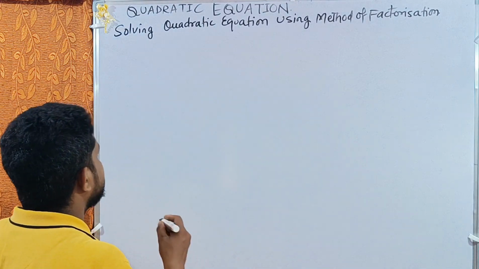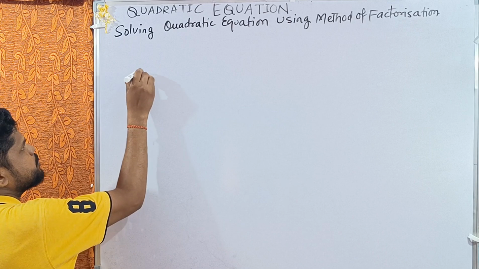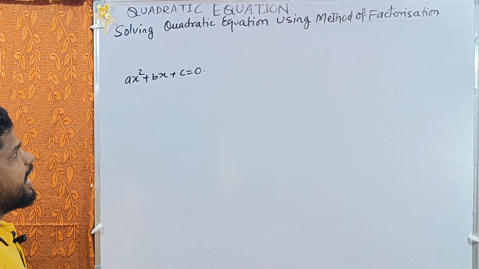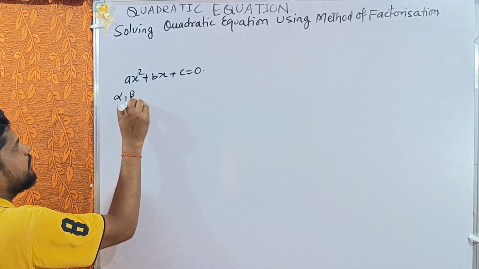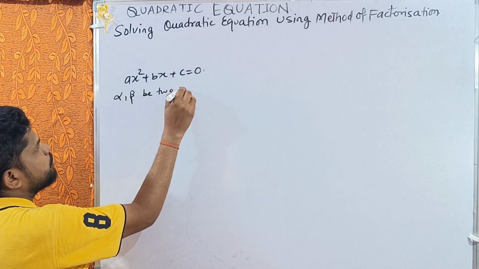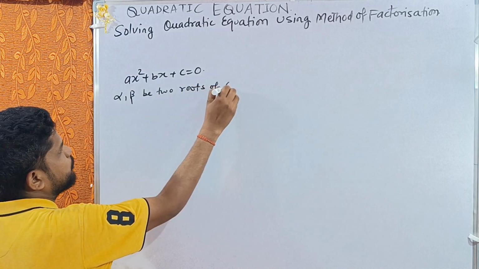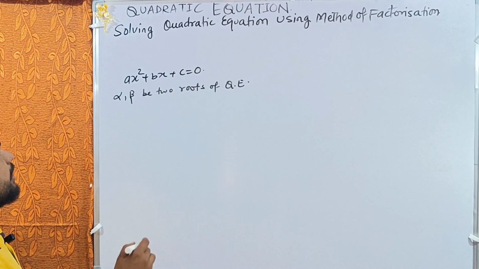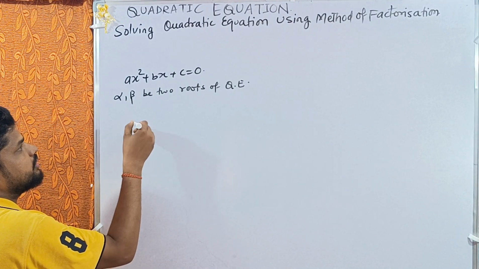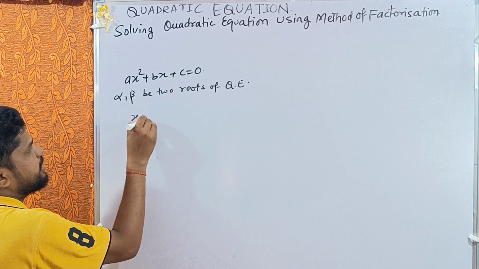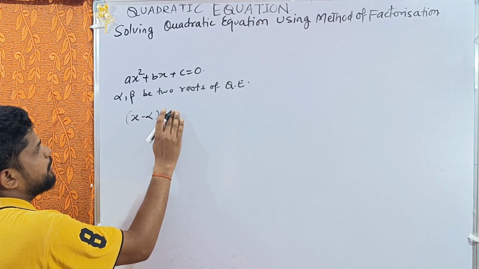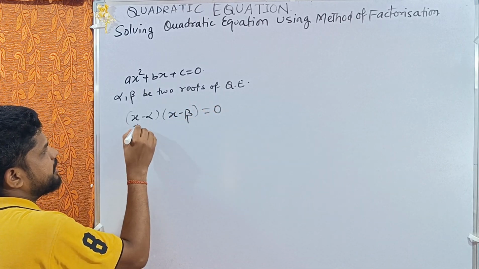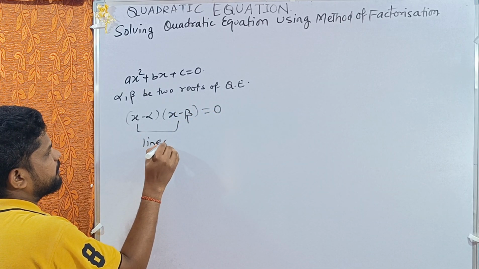Suppose we have the general quadratic equation ax square plus bx plus c equals 0, and alpha and beta are the two roots of the quadratic equation. So we express this as a product of its linear factors: x minus alpha and x minus beta is equal to 0. Here these are the linear factors.